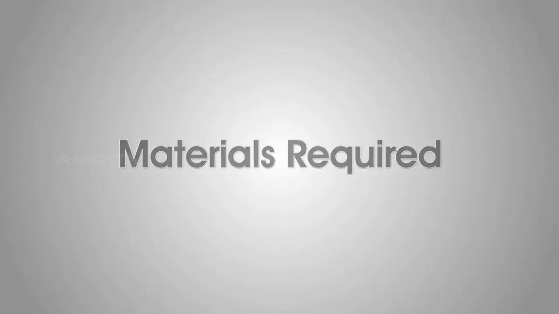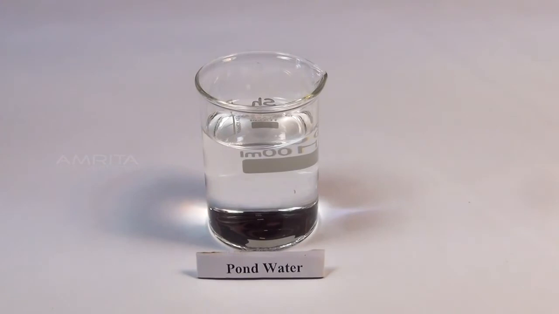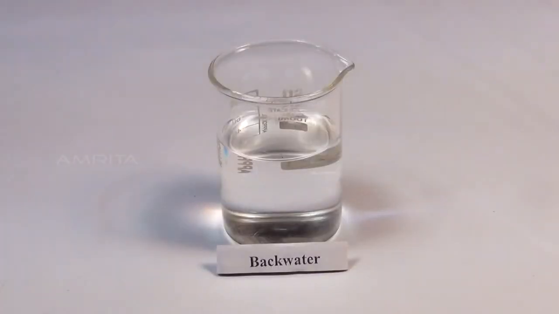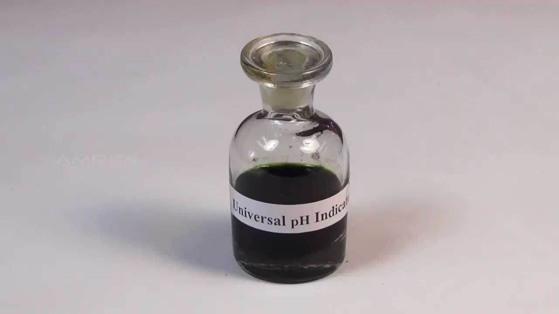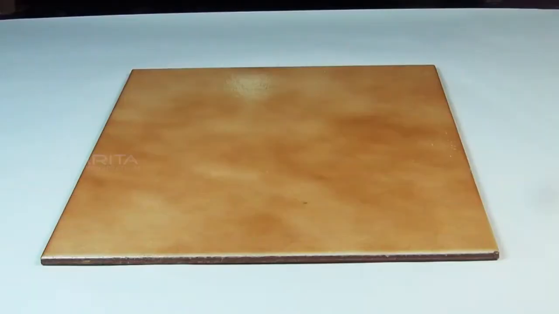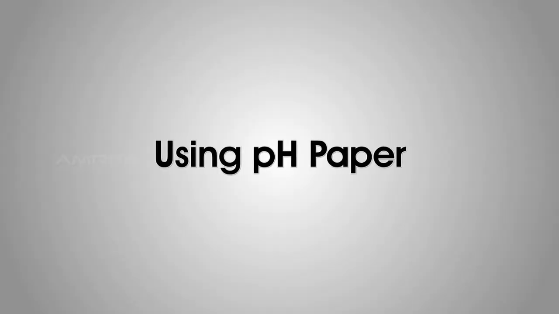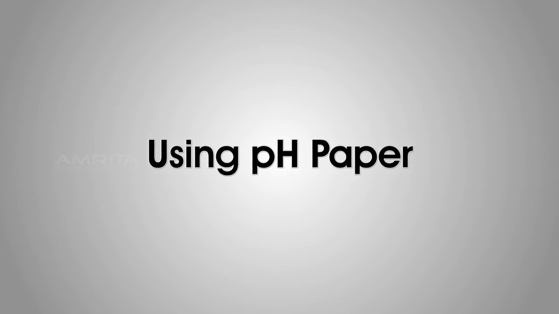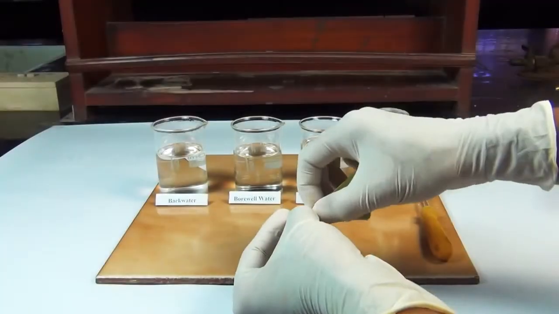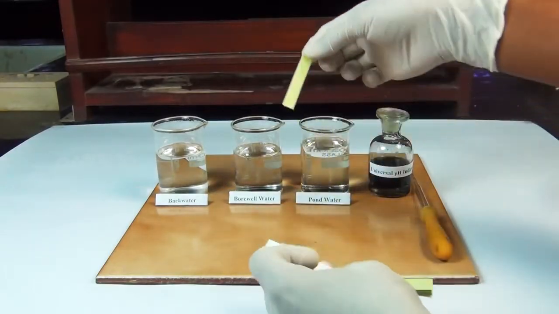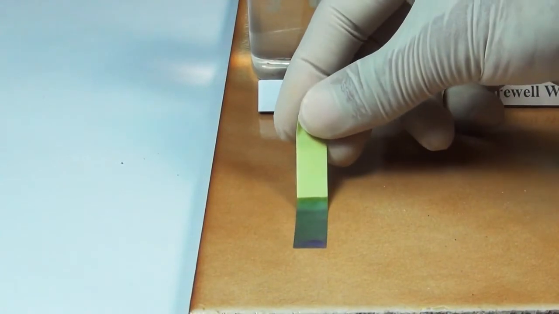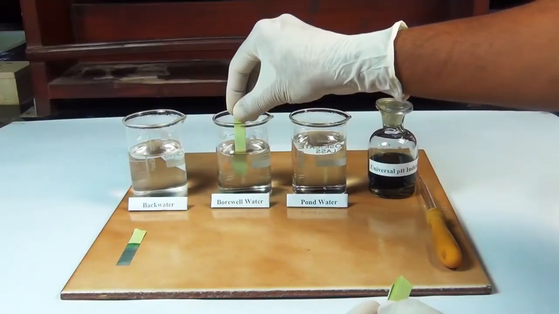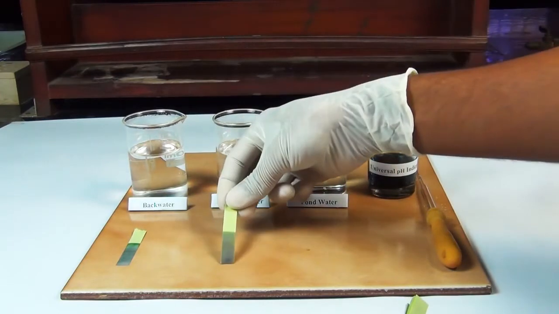Materials required: water sample from the pond, borewell and backwater, pH paper, universal indicator solution, dropper and a tile. Procedure: let's first check the pH of water sample using pH paper. Take a pH paper strip and dip it into the beaker that contains backwater. Keep the wet pH paper strip on the tile. Do the same procedure for borewell water and pond water.